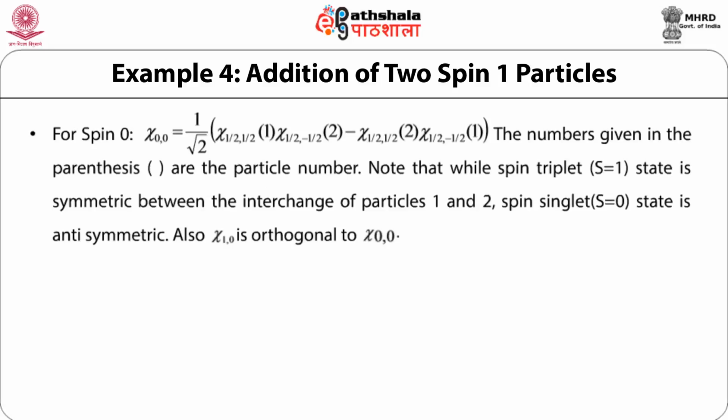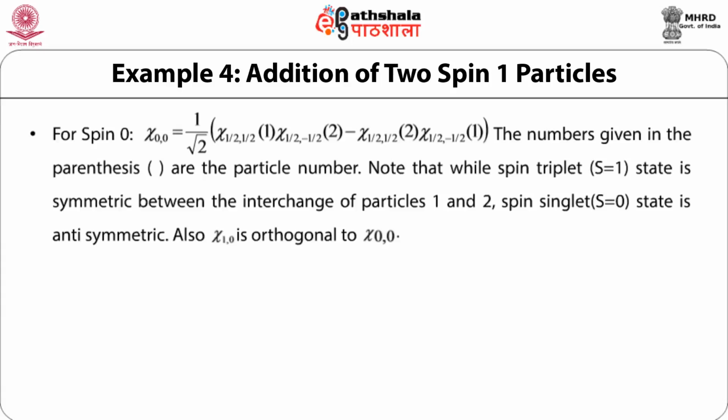Also, for the second case, that is when the total spin angular momentum s is equal to 0, we have only one value of ms, corresponding to ms also equal to 0, and for this the coupled state is given by xi 0 comma 0 is equal to 1 by root 2 times bracket open xi subscript half comma half 1 corresponding to particle 1 times xi subscript half comma minus half 2 corresponding to particle 2 minus xi subscript half comma half 2 corresponding to particle 2 times xi subscript half comma minus half 1 corresponding to particle 1 whole bracket closed.